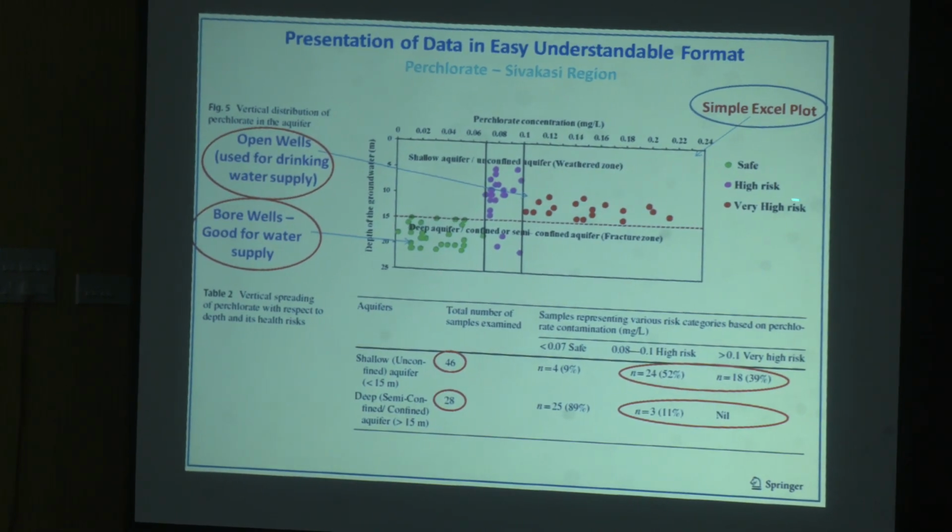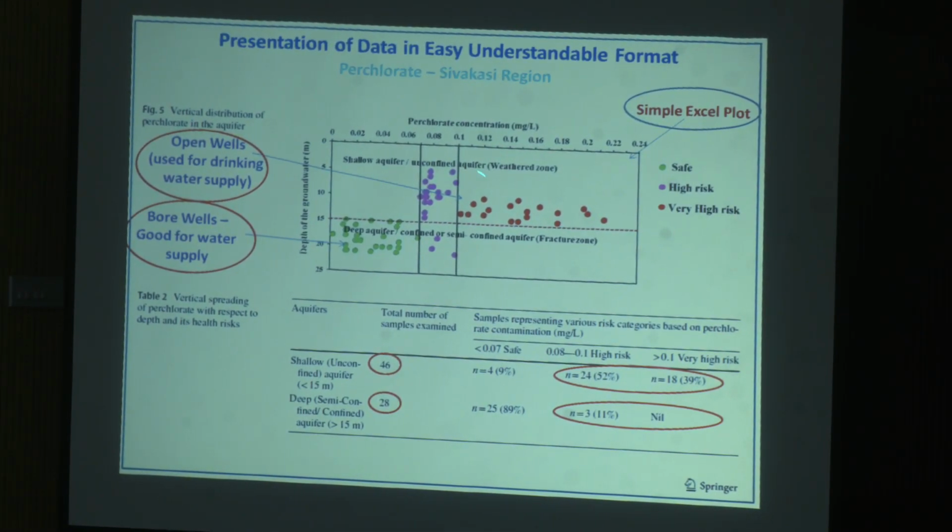Red color means it is very high risk. So this one is high risk, this one is safe. By seeing this output figure, you can very easily understand that open well water is highly polluted when compared with the bore well water. But unfortunately, in this area, people are using open wells for drinking water supply.